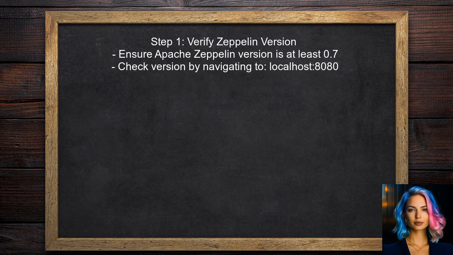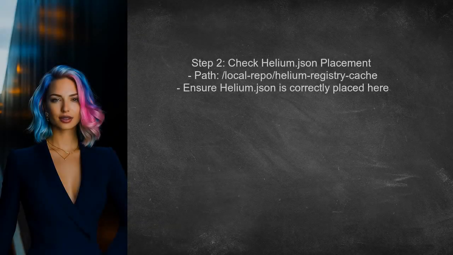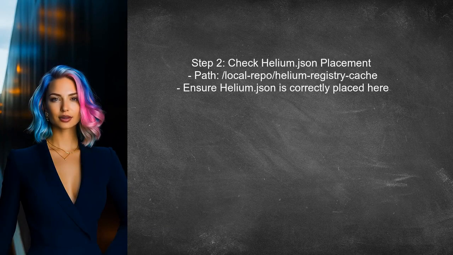To begin resolving the user's issue, we need to ensure that the Helium framework is properly configured in Apache Zeppelin. First, the user should check that they have the correct version of Zeppelin installed, which should be at least version 0.7. Next, the user should confirm that the Helium JSON file is correctly placed in the local repository.